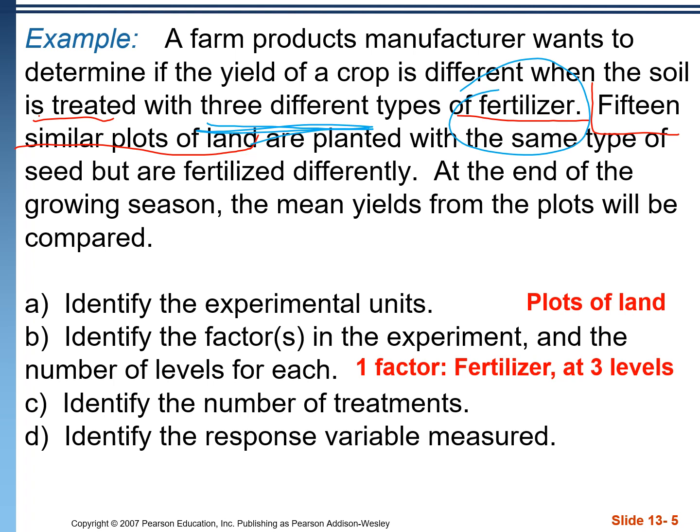Identify the number of treatments. Okay, since there's just one factor, it's just the levels of that factor. There's 3 different treatments. And the response variable. What are we actually measuring at the end of this experiment? We're going to measure the mean yields from this crop across the different plots.